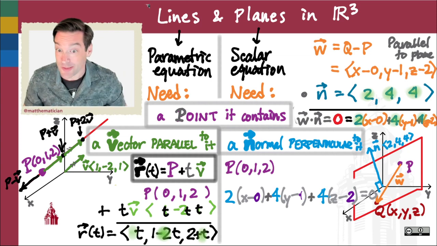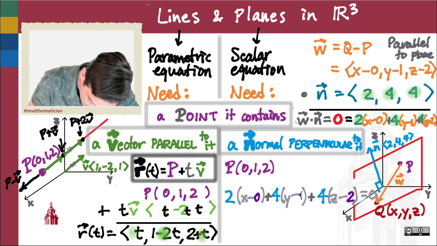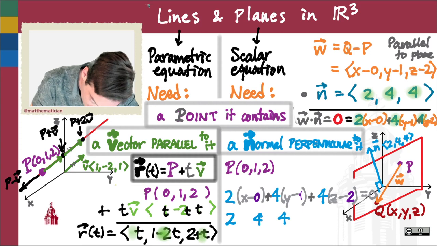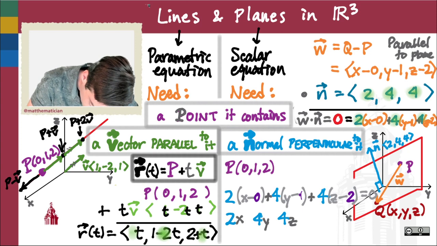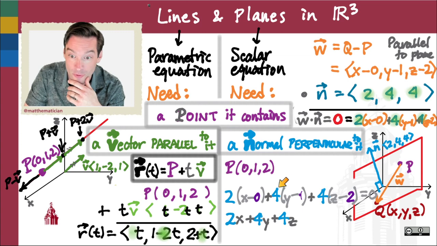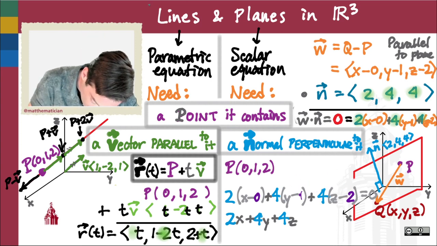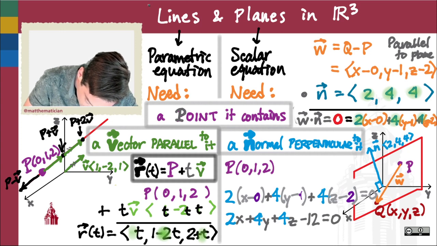And if I wanted to make it look a little bit nicer, I could simplify out all the algebra on the left-hand side. Let's just do that for kicks. If I simplify out the left-hand side, I'm going to get a 2, a 4, and a 4 as the coefficients of my x, y, and z. So 2x, 4y, 4z. And then I'm also going to get a bunch of constants. 2 times 0, well, that's 0. 4 times minus 1, and then 4 times minus 2. And when I add all those together, I'm going to get negative 12, I believe. And so on my left-hand side, I'll have minus 12 equals 0.